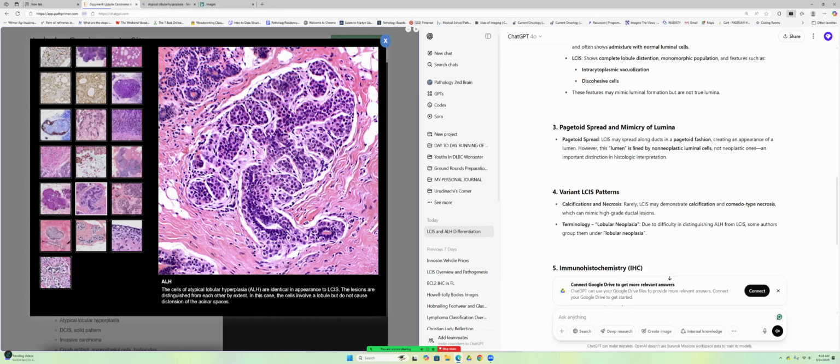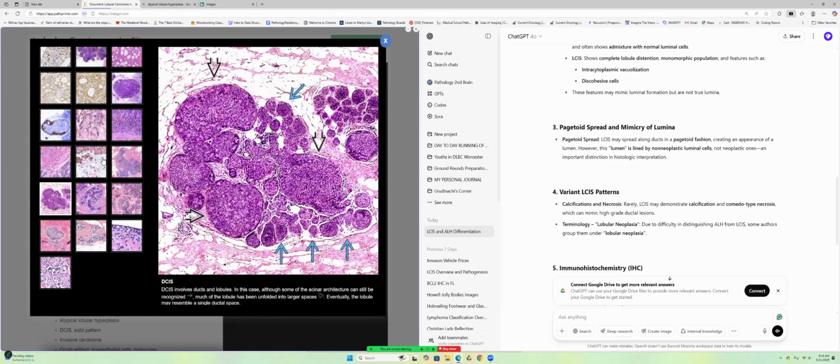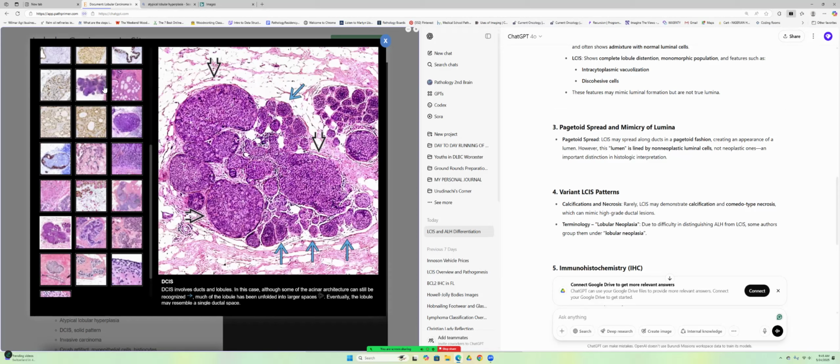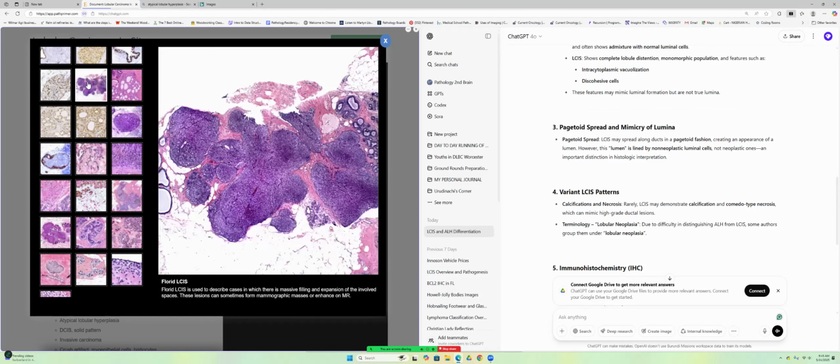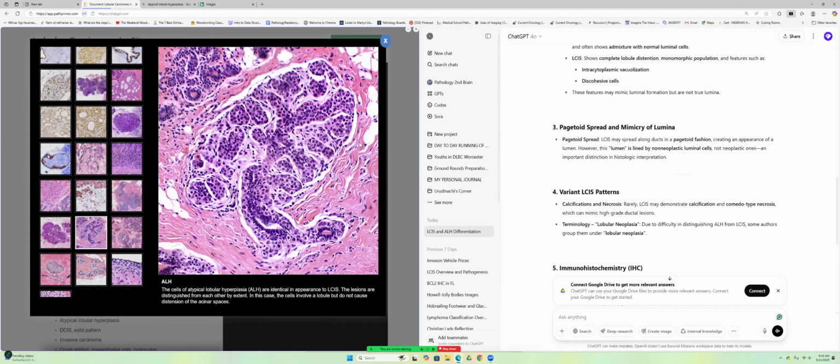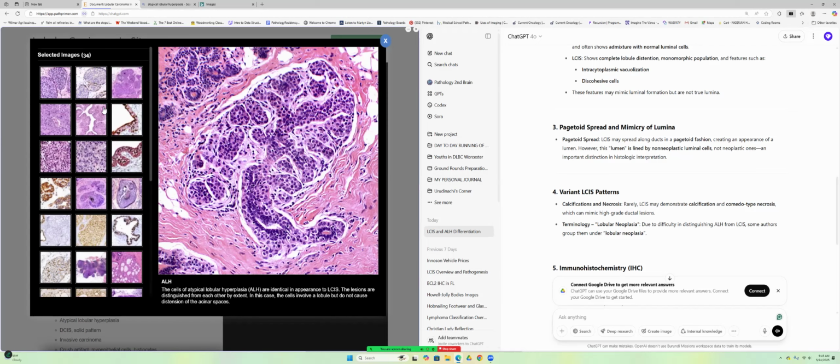The degree of distension. Yes, but is it more across? I don't think it's up to 50 cells across. No, ALH is not even LCIS. Look at this, compare. These are normal ductules, lobules here for comparison. These are slightly distended. They look very lobular. You know they are neoplastic. Okay, compare it to this.